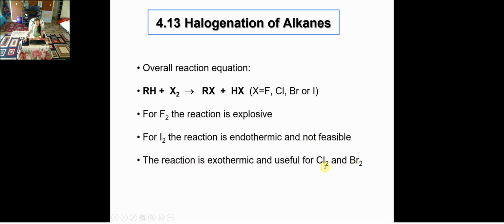These two reactions are both exothermic. The reaction rate is controllable. You call them chlorination and bromination.